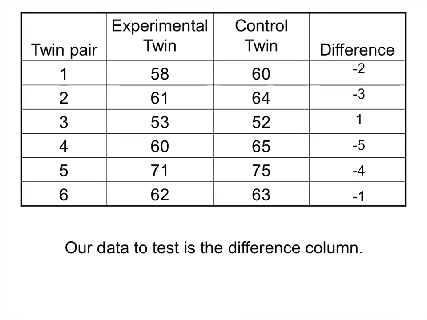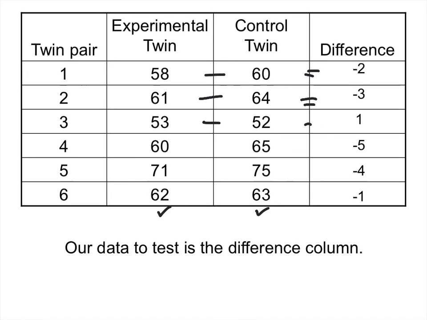This time we have experimental twins. They play with educational toys. The control twin just plays with regular toys, only for a couple of hours a week. And we want to know if the educational toys help the experimental twin read at an earlier age. So these are the reading ages of the twins in months. Always do your subtraction, first one minus second one.